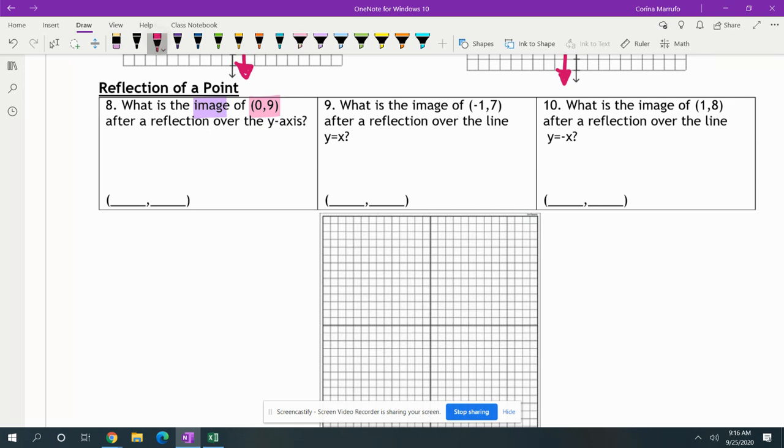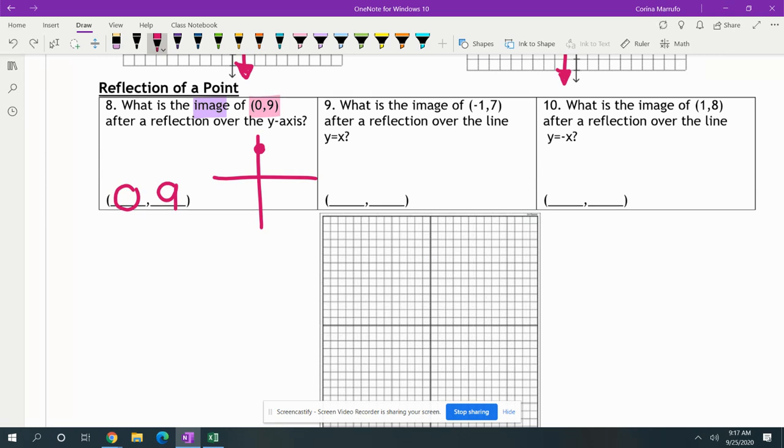So you can draw a picture if you want. So (0, 9) would be something like up here. And so if you reflect it over the y-axis, well, it's already on the y-axis, so it's just going to stay there. It would be (0, 9). Okay, if I did include a graph here, we can make it on here. So 1, 2, 3, 4, 5, 6, 7, 8, 9. That's where it would be if you wanted an exact picture. But this one, I don't think we really needed an exact picture.